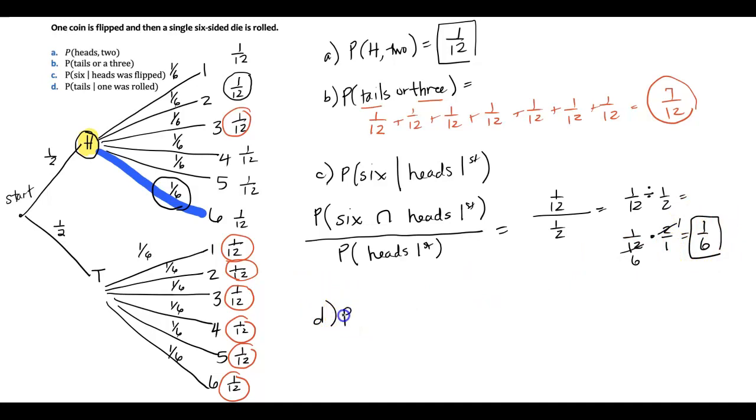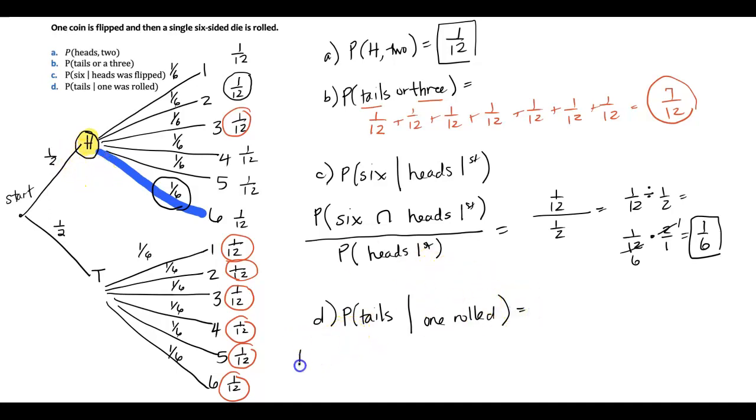Part D says find the probability that a tails was flipped if we are given the knowledge that a 1 was rolled. So we know a 1 was rolled, but keep in mind that when we look at our tree, we can't get to a 1 rolled first. The rolling of the dice happens second. So in this case, unlike moving to our heads first in part C, we're not able to do that shortcut. We're going to have to use our formula.